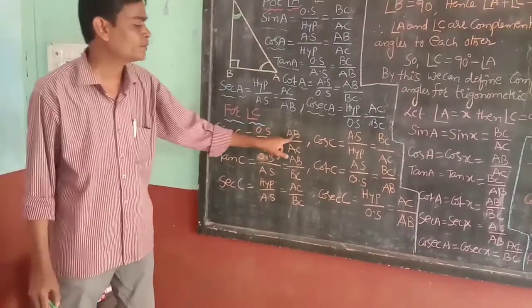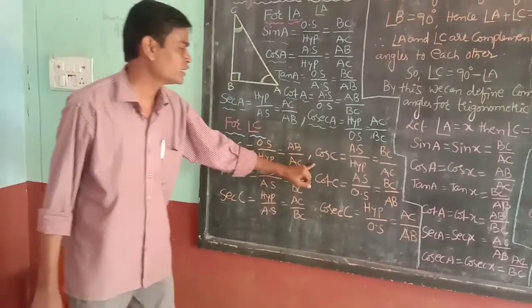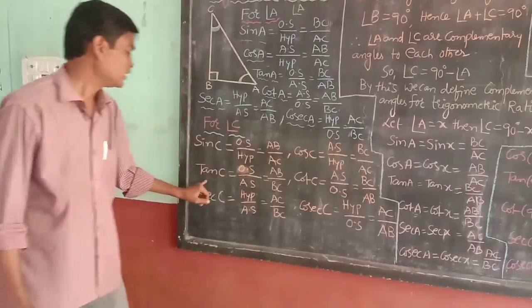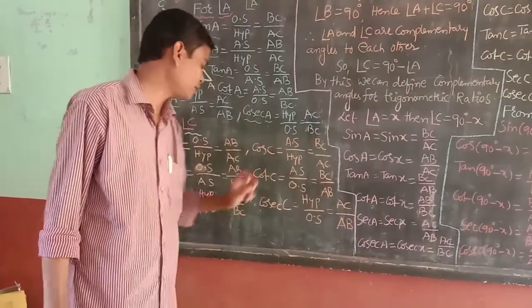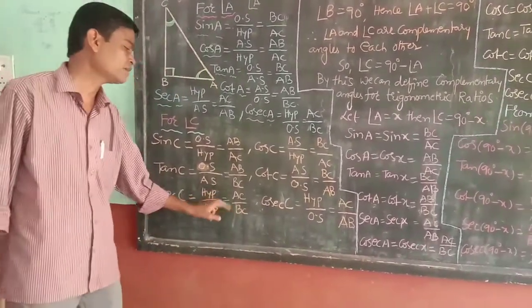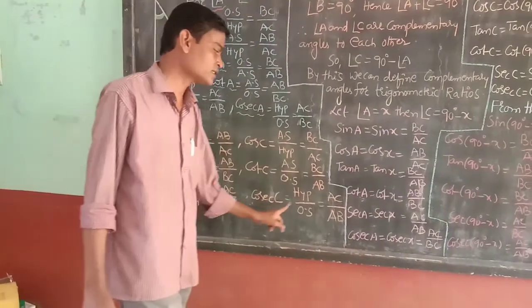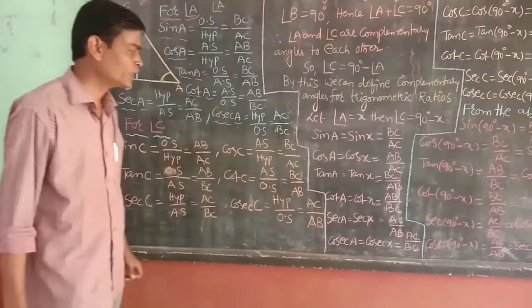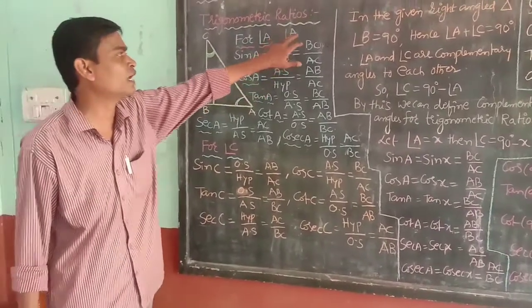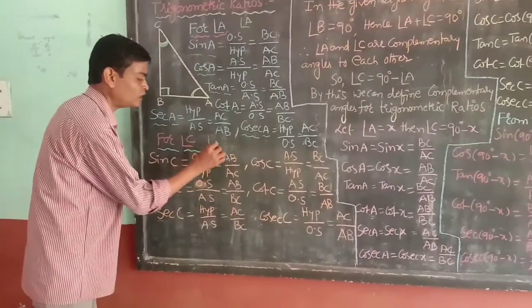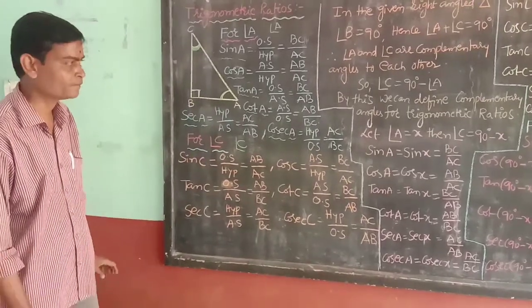Sin C is AB by AC. And cos C is BC by AC, tan C is AB by BC, and cot C is BC by AB, sec C is AC by BC, and cosec C is AC by AB. So here we have defined the six trigonometric ratios for angle A as well as for angle C.